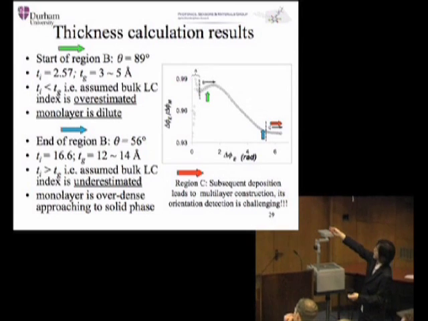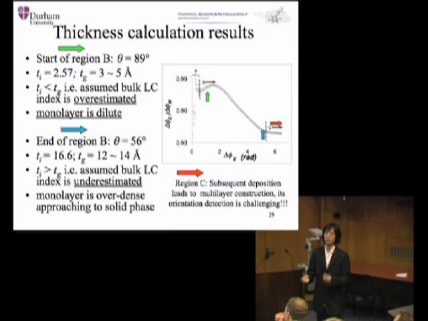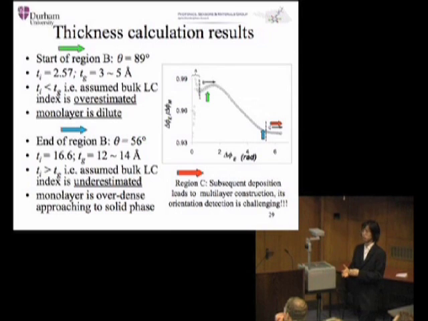However, by the end of region B, when the molecule is standing up somehow, after the calculation of the 2 thicknesses, we found the isotropic thickness is larger than the geometric one.